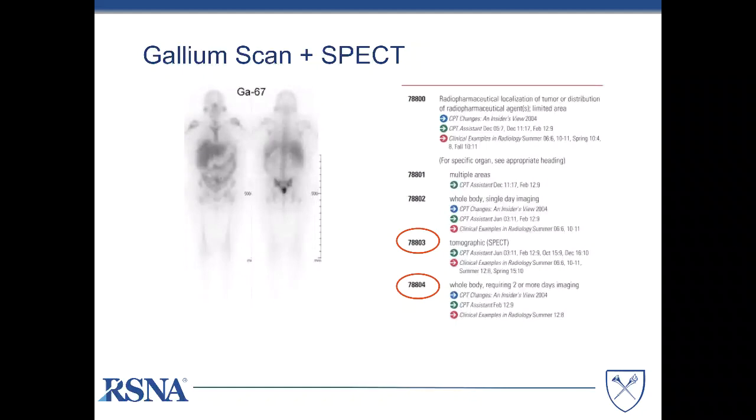If SPECT is performed in multiple areas, such as chest, abdomen, pelvis, and/or performed over multiple days, it is only coded once. Additionally, the code for the radiopharmaceutical, in this case gallium-67, would also be coded.